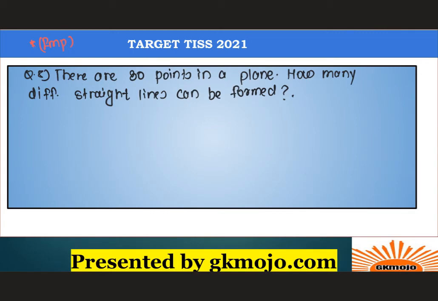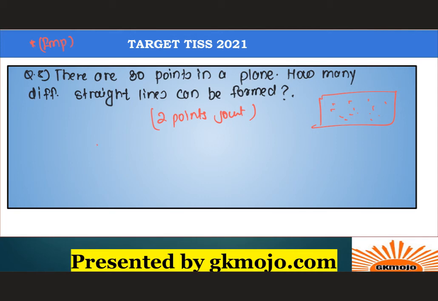There are 30 points in a plane. How many different straight lines can be formed? So plane means there will be a plane like this and there are 30 points. They're asking how many straight lines are possible, right? So first things first, what do you require to have a straight line? 2 points joined can form a straight line, right? This is a basic concept. So when you join any 2 points, you get a straight line.